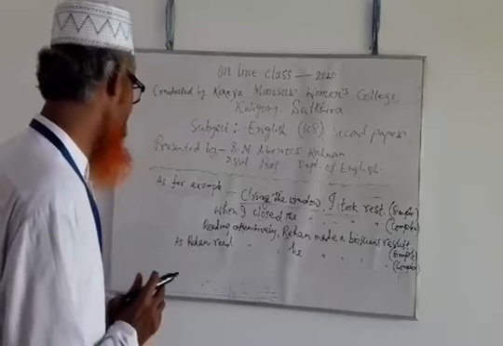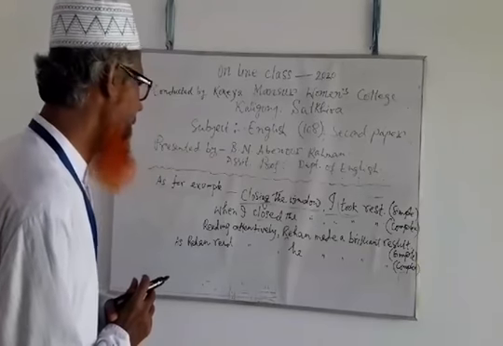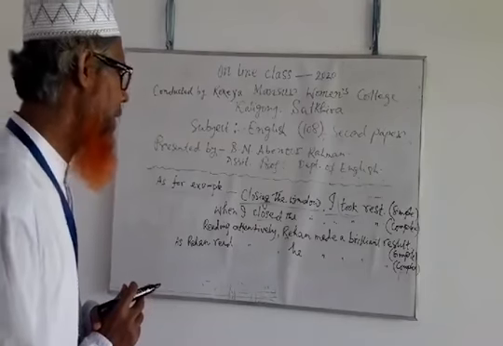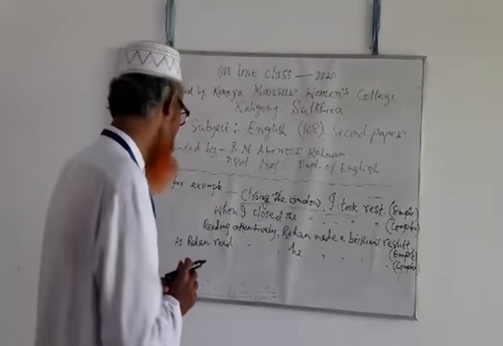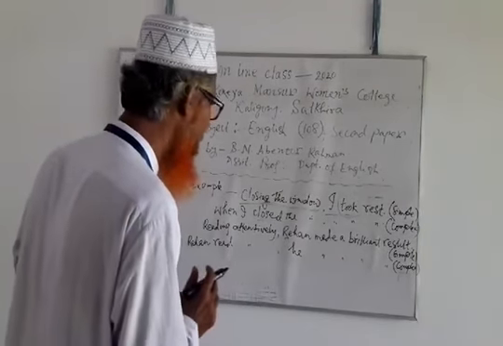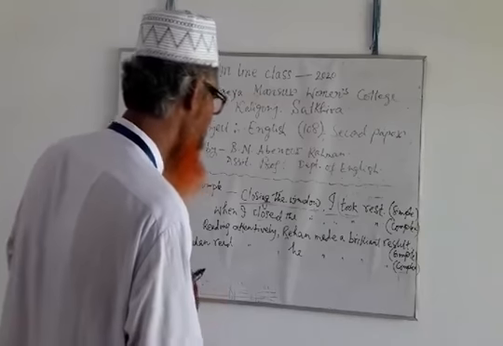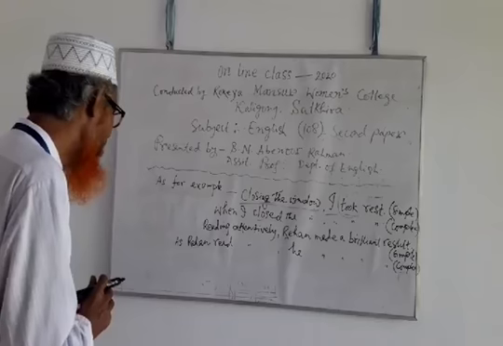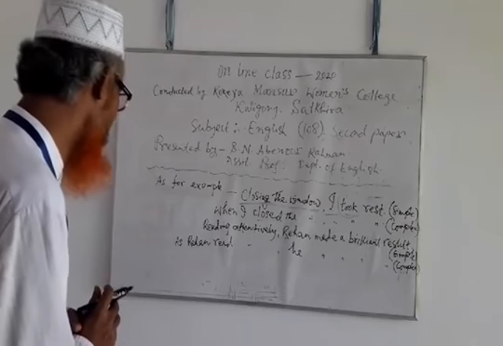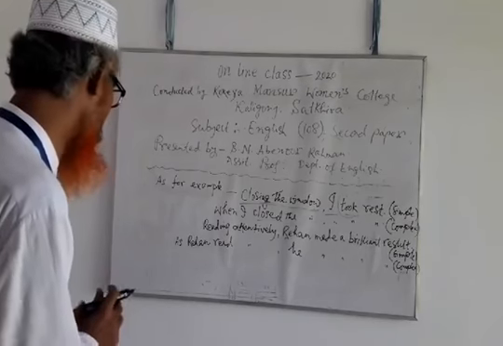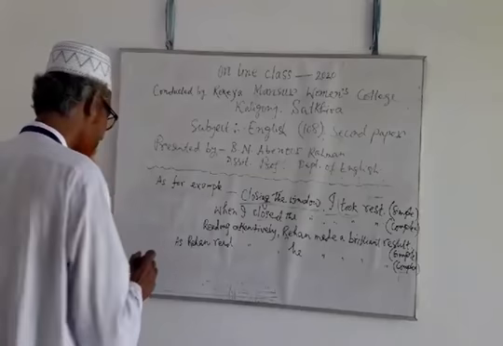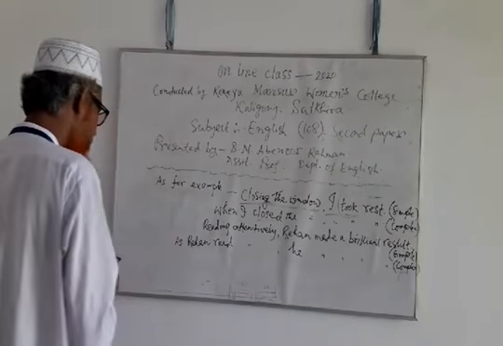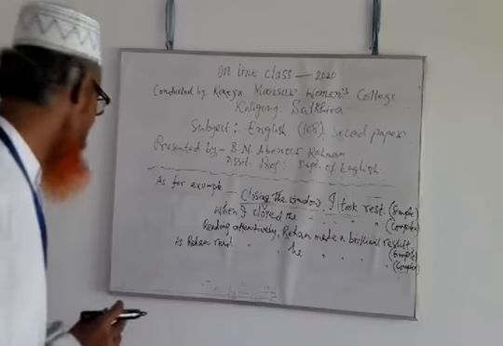Another sentence is: reading attentively, Rehan made a brilliant result. It's a simple sentence. Here we have to begin the subordinate clause in the complex sentence with the subordinate conjunction as, since, or because. Here we have used as.